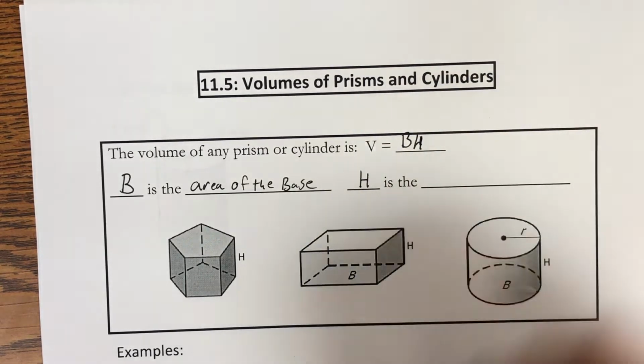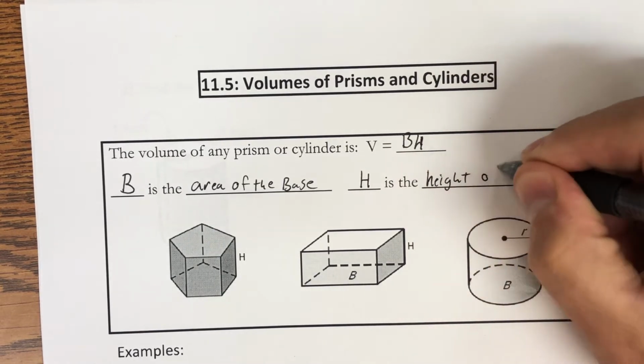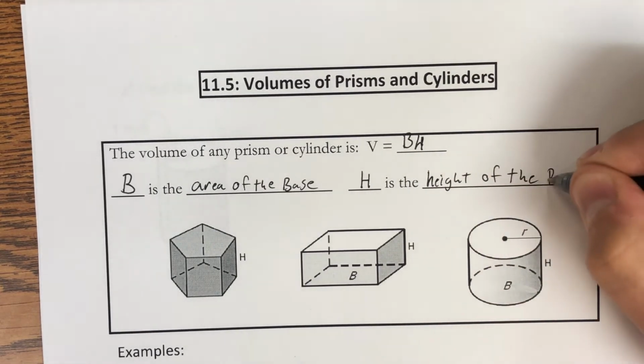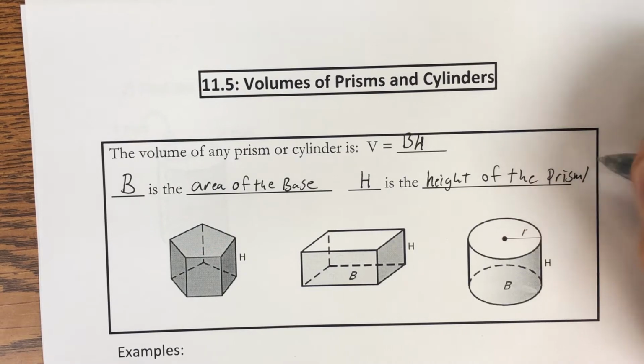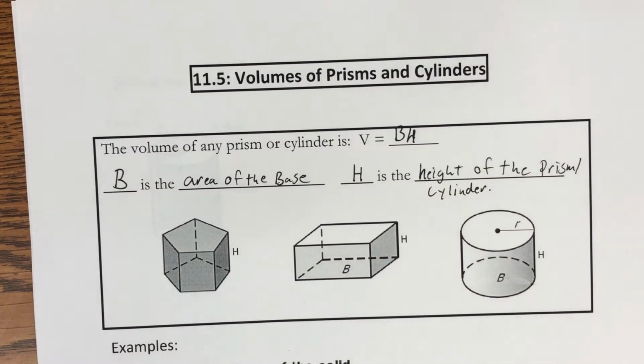Looks like we're using capital H. Height of the prism or cylinder. Okay, now the height is the distance between the two bases.